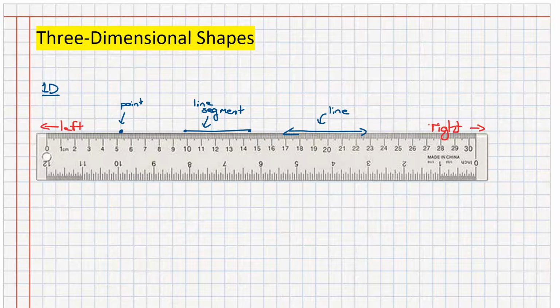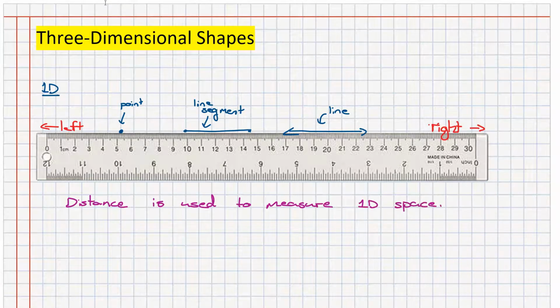Now, the measurement that we use to measure the space consumed by these shapes is actually the measurement of distance. So we can say that distance is used to measure 1D space. Alright, cool, that's interesting.